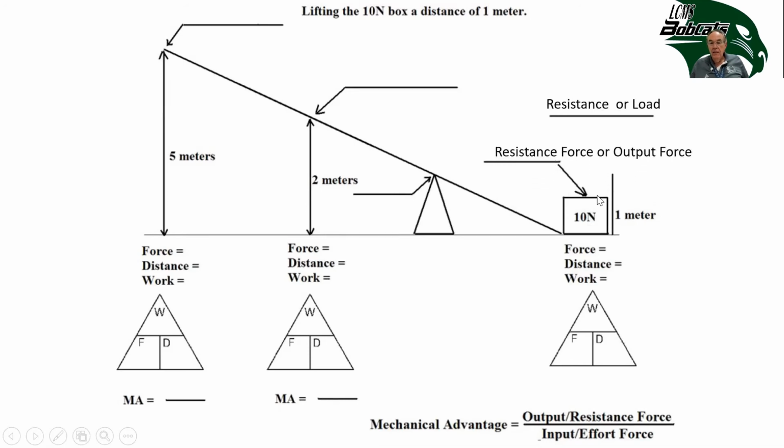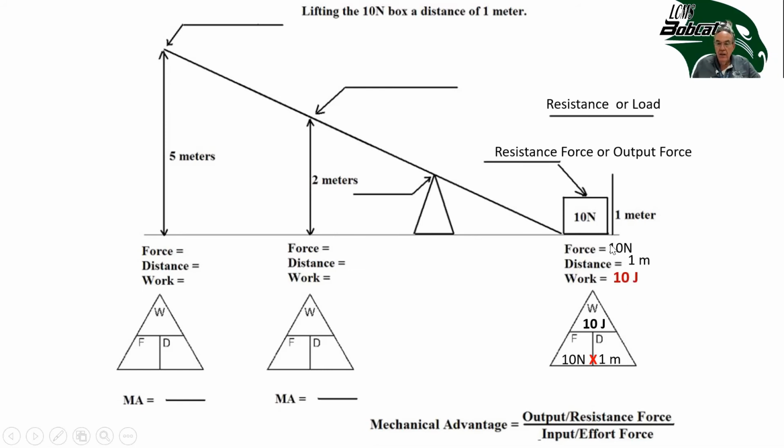Okay, the resistance force or the output force is going to be the 10 Newtons. And our output work is going to be lifting it 1 meter. So what's going to get done, our output, is we're going to lift a 10 Newton box a distance of 1 meter. So we're going to put that in the triangle for work. And our output is going to be 10 Newtons times 1 meter, or 10 joules of work. That's what's going to get done.